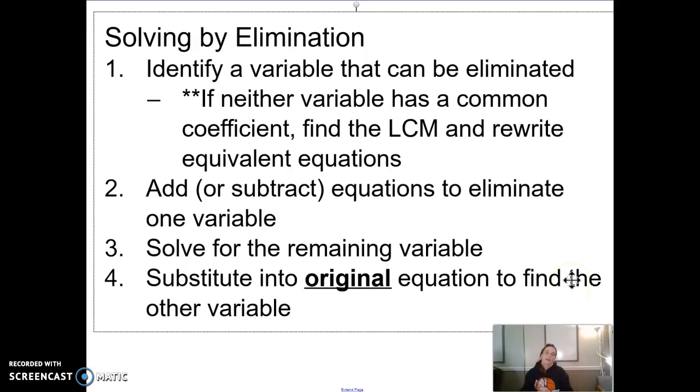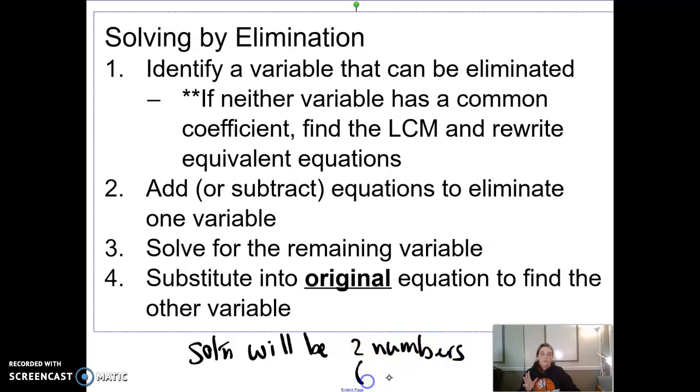Again, the process of solving by elimination, first you have to identify the variable that can be eliminated. Sometimes they'll have the same coefficient right away, or you can identify the least common multiple and rewrite them to have equivalent equations so that they have a common coefficient. After you've done that, you add or subtract to eliminate one variable, solve for the remaining variable, and then substitute back into the original equation to get the value for your last variable. And just a last point, your solution will always be an ordered pair, right? It will always be two numbers, x, y.